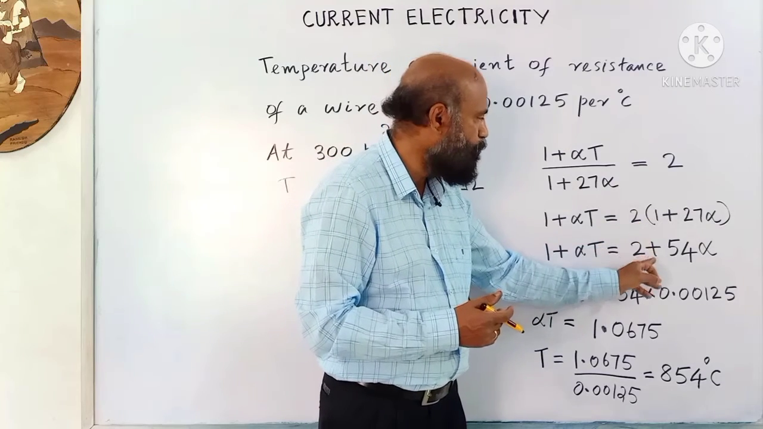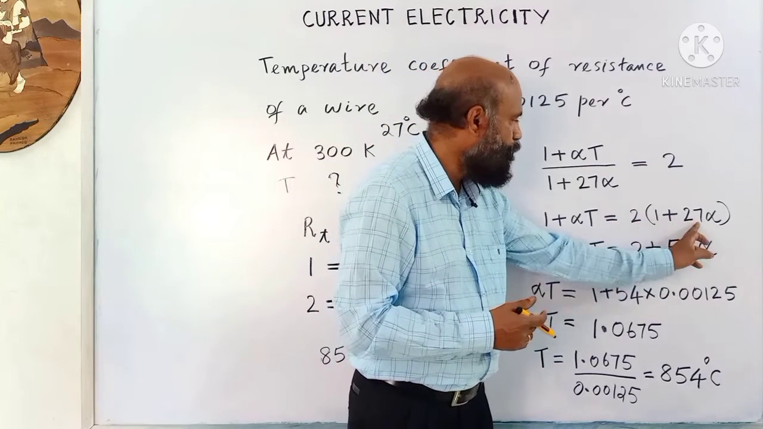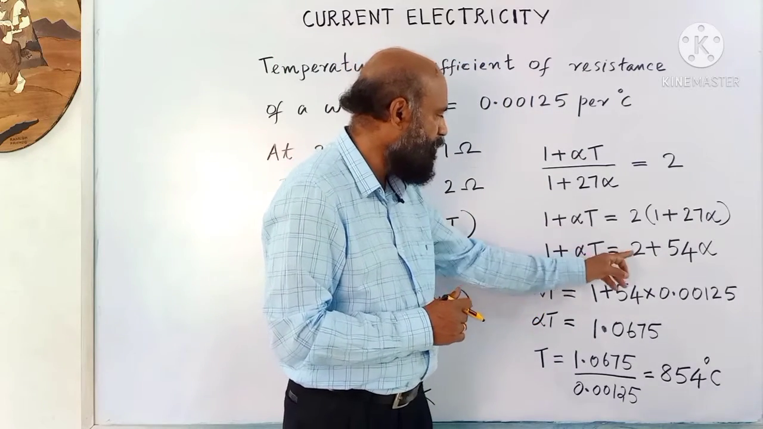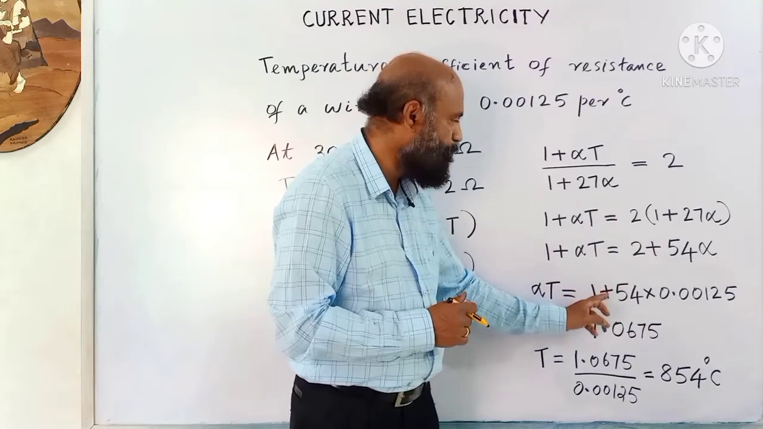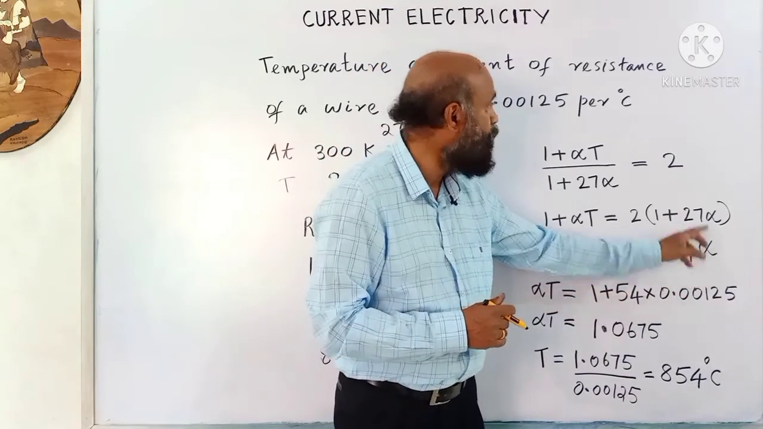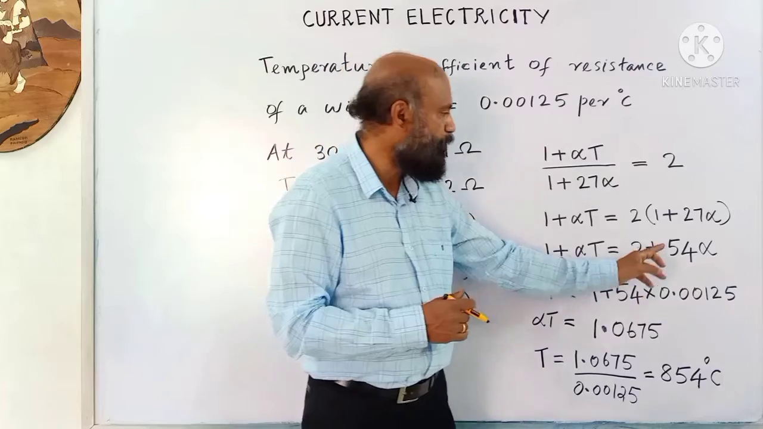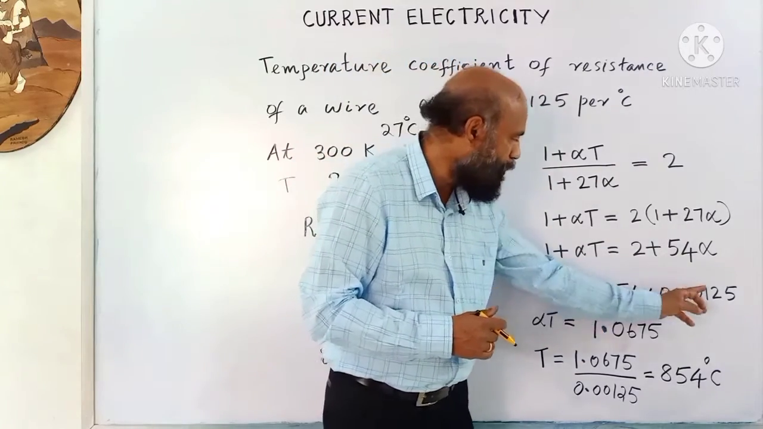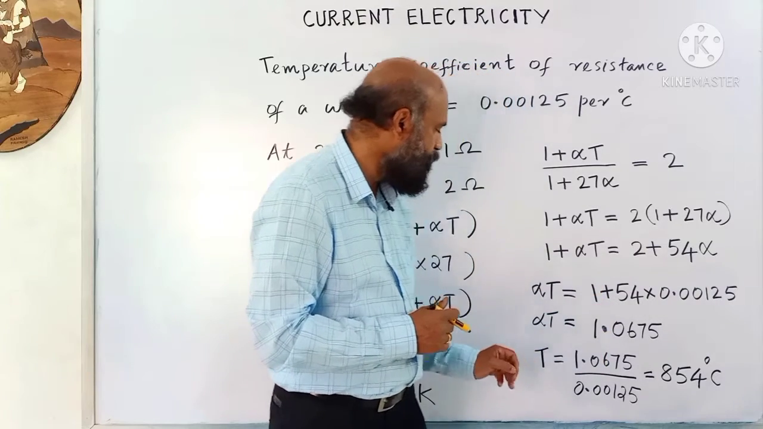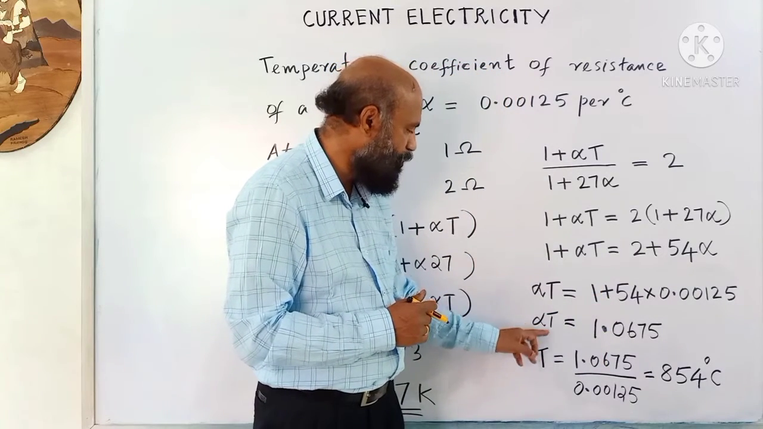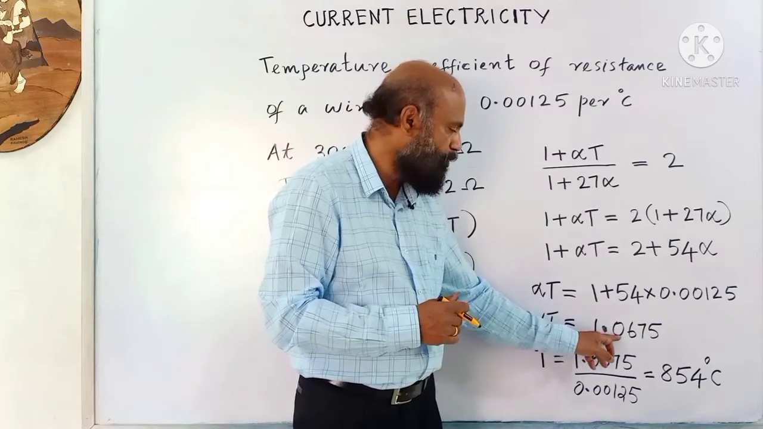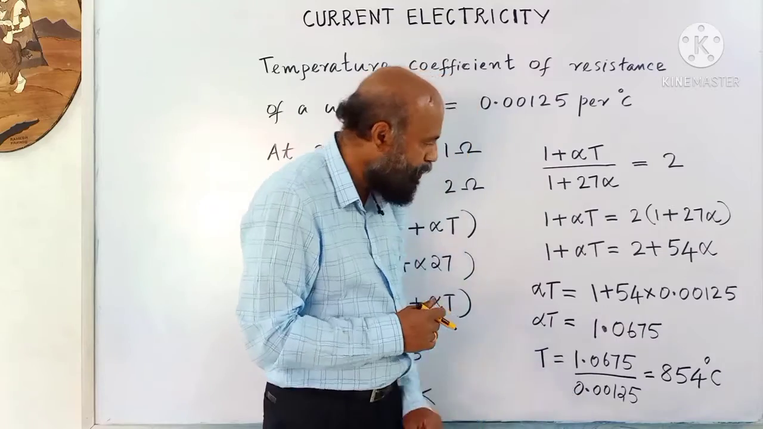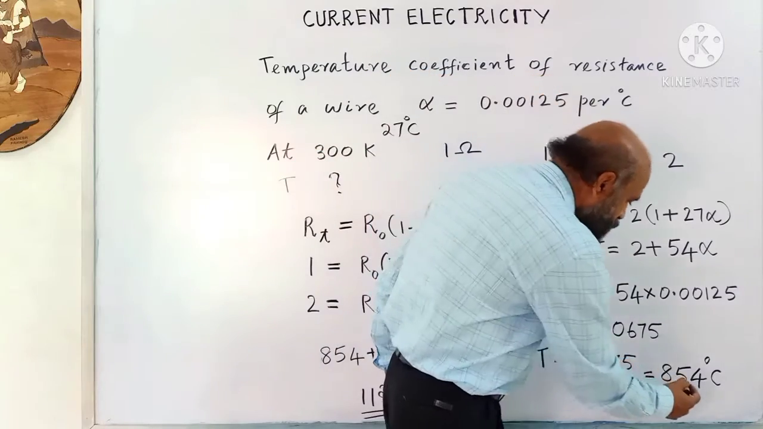So 2 into 1 is 2, plus 54 alpha. Now take this 1 to the other side. So 2 minus 1 is 1, plus 54 into alpha. Alpha is given as 0.00125. So when you multiply and add, you will arrive at this number. So T is equal to 1.0675 divided by alpha. Substitute the value of alpha. So you will arrive at this answer.